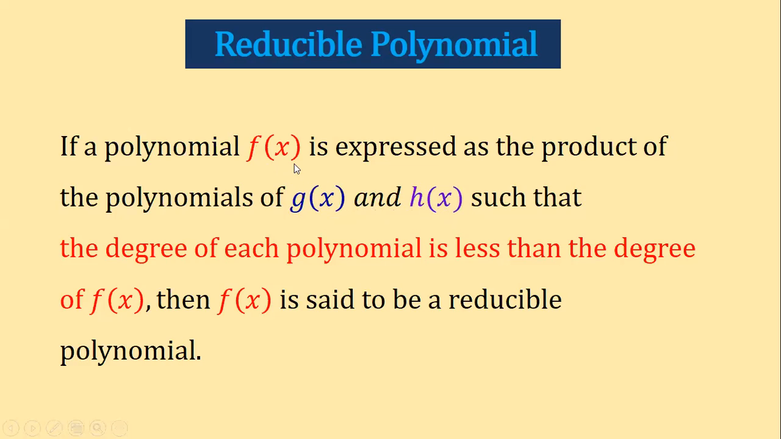If you are able to do that, how can you reduce it? What is the condition? Already I told you. How should a polynomial be reduced? Such that the degree of g of x and the degree of h of x should be less than the degree of f of x. Then we say that f of x is a reducible polynomial. If you are able to express it as the product of g of x and h of x, then only we say that it is a reducible polynomial. So let us see how it can be done.